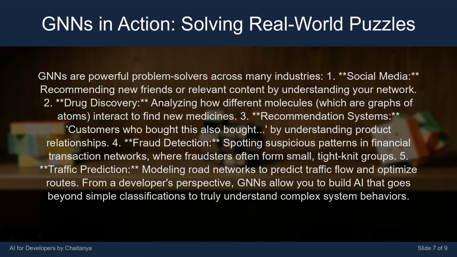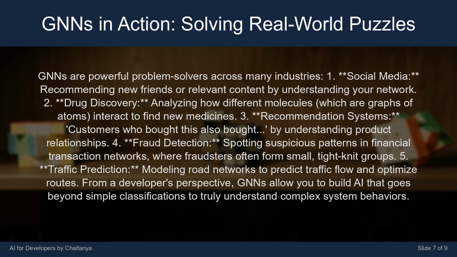GNNs are powerful problem solvers across many industries. 1. Social media. Recommending new friends or relevant content by understanding your network. 2. Drug discovery. Analyzing how different molecules, which are graphs of atoms, interact to find new medicines. 3. Recommendation systems. Customers who bought this also bought, by understanding product relationships. 4. Fraud detection. Spotting suspicious patterns in financial transaction networks, where fraudsters often form small, tight-knit groups. 5. Traffic prediction. Modeling road networks to predict traffic flow and optimize routes.